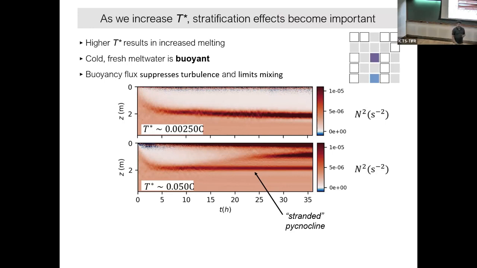High melting is also at the cost of high fresh water, right? Because you melt water. So now it is very counterintuitive. Oh, I have a lot of mixing, a lot of turbulence there, but now I have fresh water there. So what will happen? Fresh water is going to dictate the turbulence now. It will build a stratification.